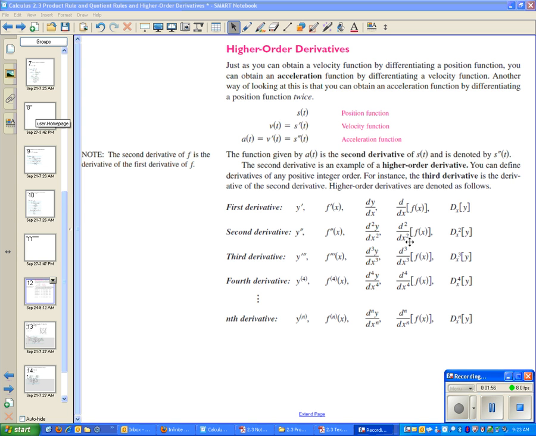And then this one makes sense, I think, to put the second on there, and that one makes more or less sense. Then you got y triple prime, f triple prime of x. That means third derivative, that means third derivative, that means third derivative.